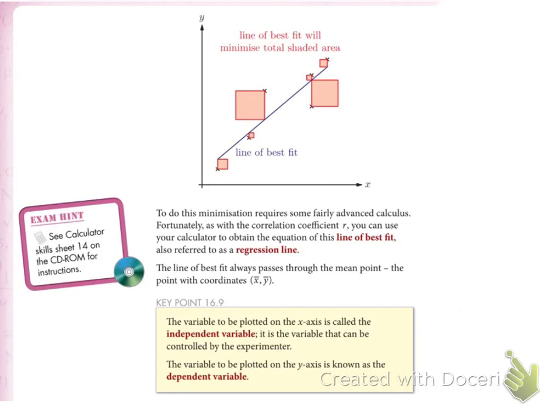Now remember, there's an independent variable and a dependent variable. That is nothing new to us. Remember, the independent variable is the one that you control, and the dependent variable is dependent on what you put in. So it's not something that we control directly, like the input.